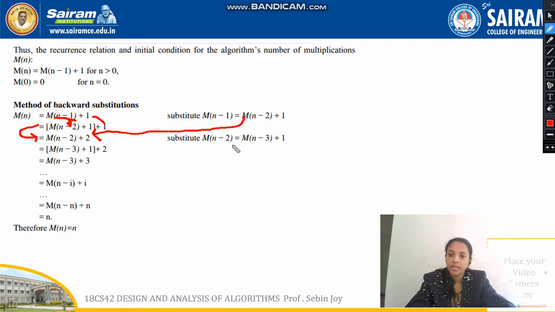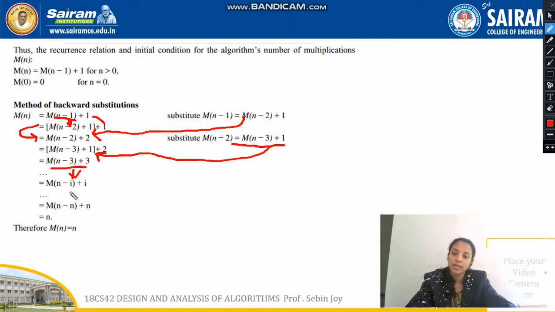Now you know what M of n minus 2 is. M of n minus 2 is M of n minus 3 plus 1. Substitute this one here. You will get M of n minus 3 plus 1 plus 2, so you will get M of n minus 3 plus 3. Now generally you can write it as M of n minus i plus i.